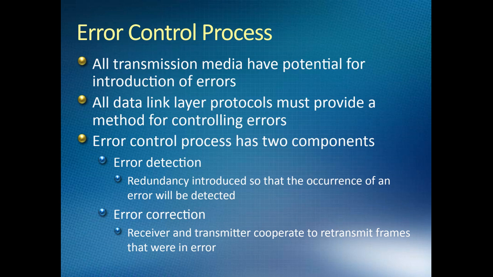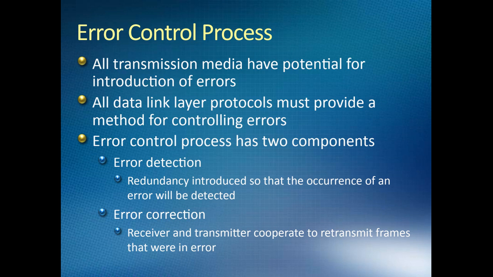The error control process. All transmission media have potential for errors, so the data link protocol must provide a method for controlling errors. We have two components for error control. Either error detection. What does error detection mean? When the frame arrives, to know whether there is an error in this frame. And how do you know that? Redundancy. You use redundancy so that the occurrence of an error will be detected. And I will tell you now how we do this.